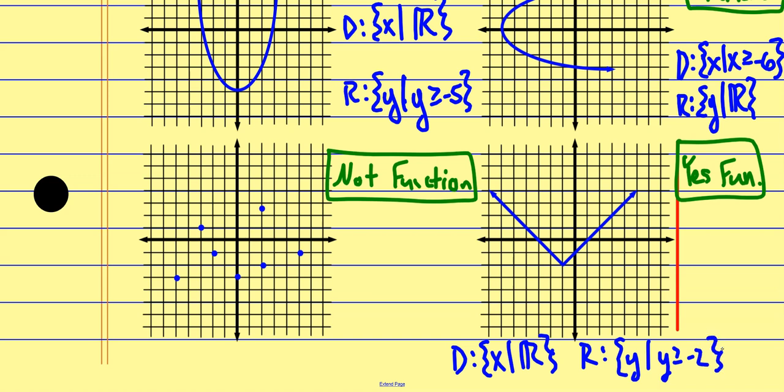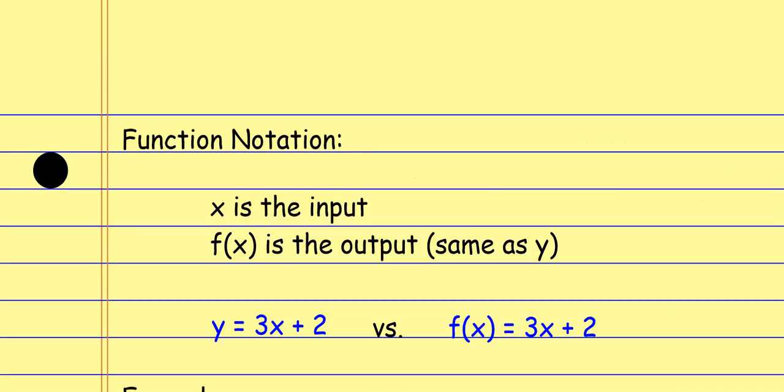Okay? But again, functions, every input has exactly one output. If you have an input with different outputs, with more than one output, then it's not a function. Okay? And you can do that by looking at the ordered pairs or by looking at the graph and using the vertical line test. Let's talk about function notation. Last thing in this lesson.